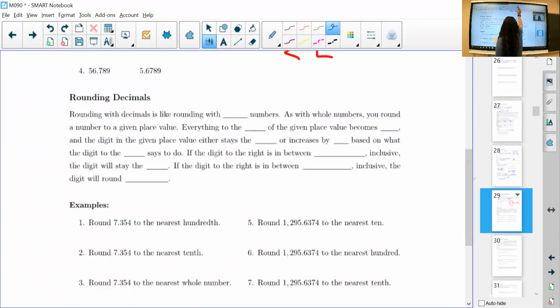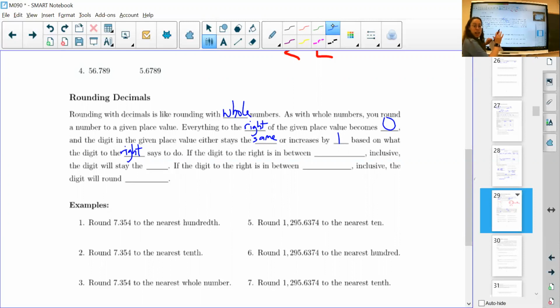Rounding decimals. So it's like rounding whole numbers, where we round to a given place value. Everything that's to the right of that place becomes 0. And if it's after a decimal point, we often don't even write it. The digit in the given place stays the same or goes up by 1, based on what the digit to the right says to do.